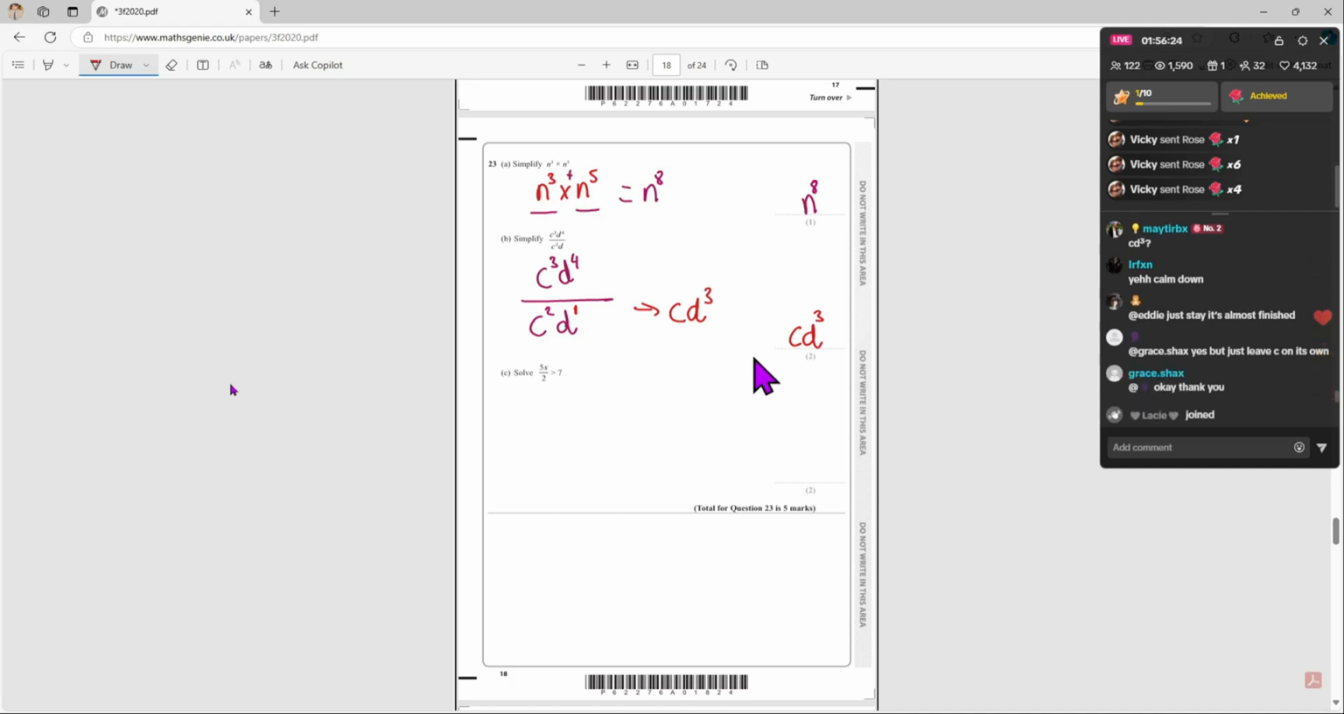And now you have to solve this inequality.